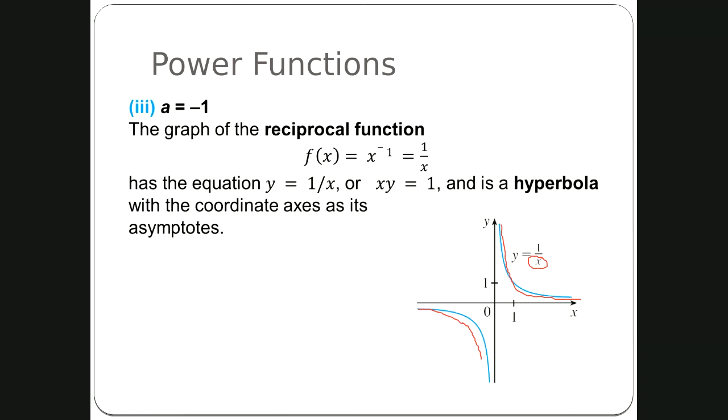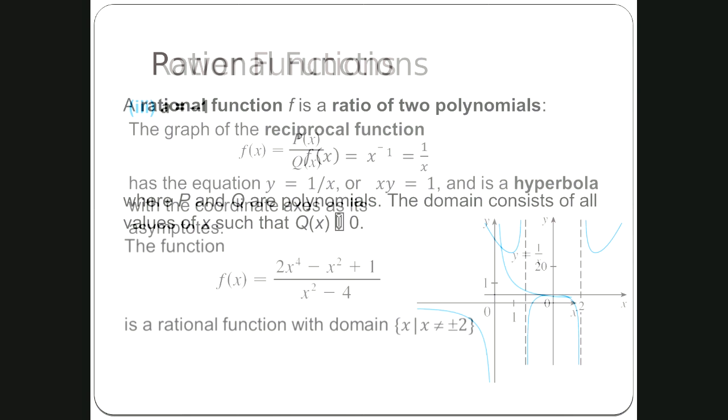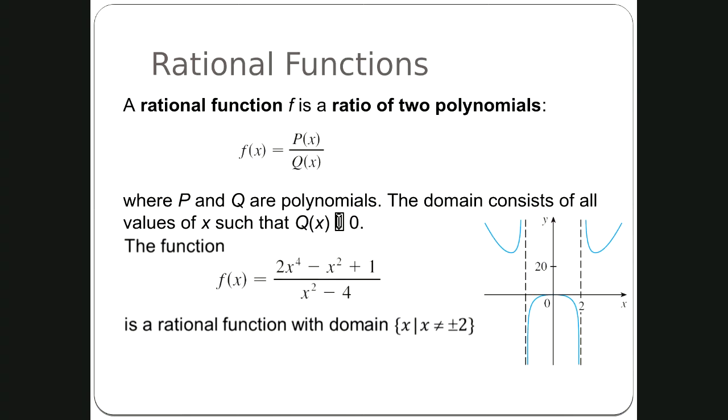Now let's discuss rational functions. We're almost halfway gone. A rational function is a ratio between two polynomials, p of x over q of x. Again, for the domain, you make sure that q of x is not equal to 0. For example, this is a rational function. What is the domain? The domain is x squared minus 4 not equal to 0, because we can't divide by 0. Therefore, x cannot be equal to plus or minus 2.